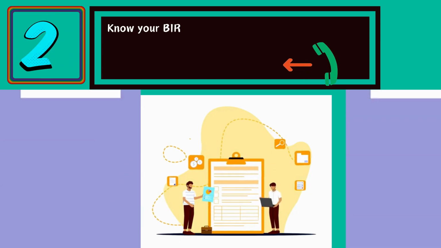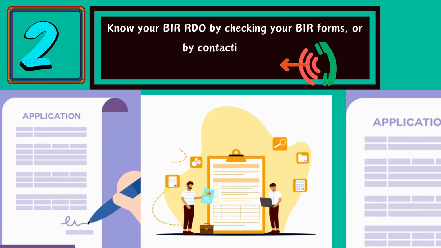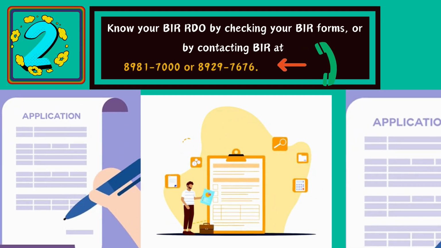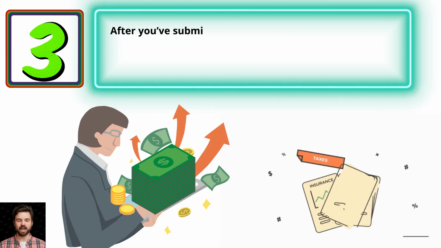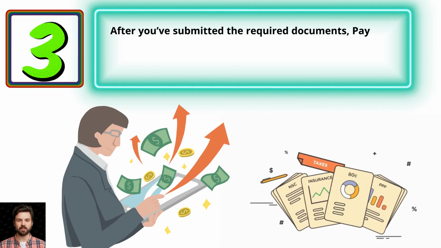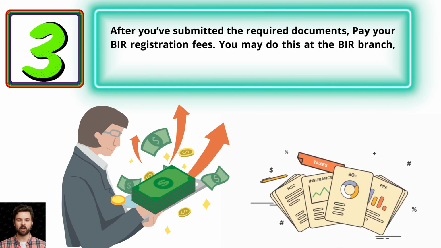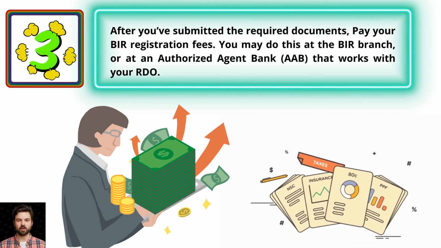Number 2. Know your BIR RDO by checking your BIR forms, or by contacting BIR at 8981 to 7000 or 8929 to 7676. Number 3. After you've submitted the required documents, pay your BIR registration fees. You may do this at the BIR branch, or at an authorized agent bank, AAB, that works with your RDO.